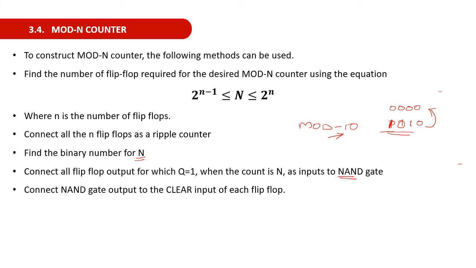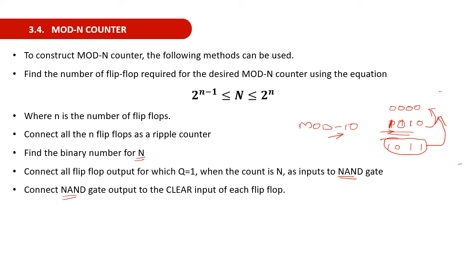So when this state occurs, the next state should be 0 0 0 0. In a ripple counter, if the state 1 0 1 0 occurs, the next state is 1 0 1 1. So when this state is coming, it should automatically change to 0 0 0 0. For that purpose we are using this NAND gate.